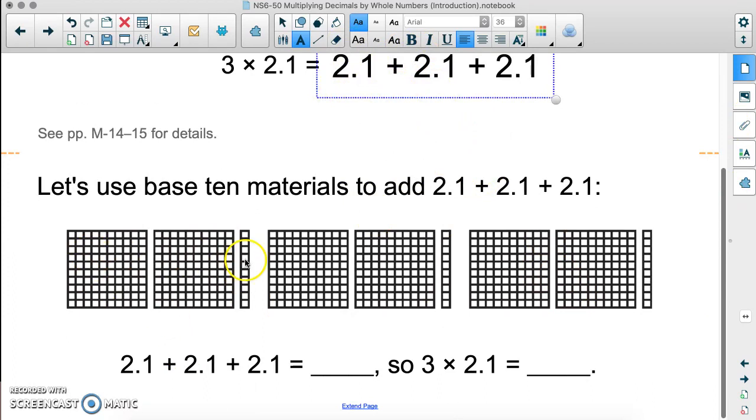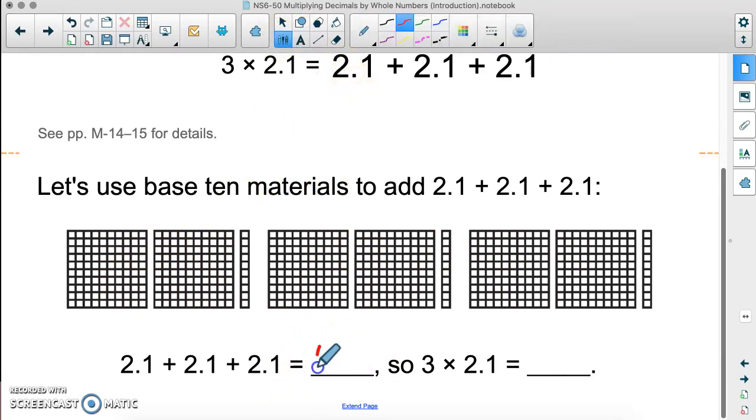So I have 2 and 1/10, 2 and 1/10, 2 and 1/10. That is equal to saying we have 1, 2, 3, 4, 5, 6 ones, decimal, 1, 2, 3 tenths. So how can we write 3 times 2.1? Well, you're going to get the exact same answer.